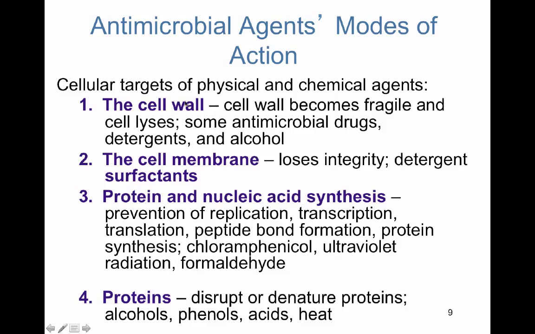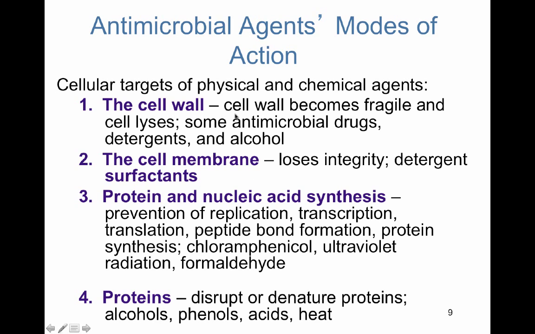So for the cell wall, many physical and chemical agents will target the cell wall in such a way that it will break down and the cell becomes weakened. It will become fragile and burst. Detergents will actually poke holes through the cell wall, and also alcohol. Same with the cell membrane, so surfactants work in this way.